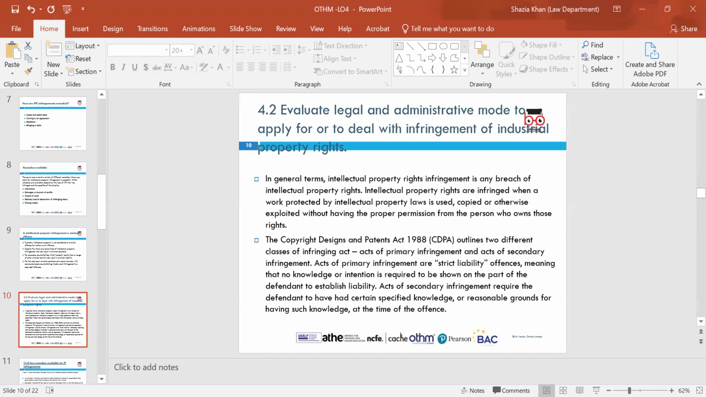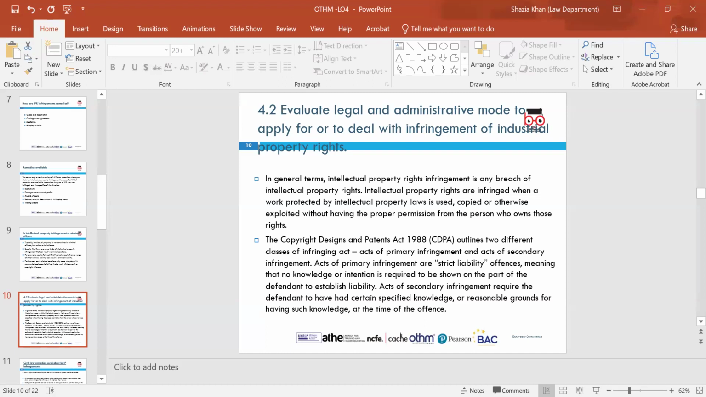So 4.2, evaluate legal and administrative modes to apply for to deal with infringement of intellectual property rights. So in general terms, intellectual property rights infringement is a breach of intellectual property rights. As we mentioned earlier, intellectual property rights are infringed when a work protected by intellectual property law is used, copied, or otherwise exploited without having the proper permission from the person who owns the right.